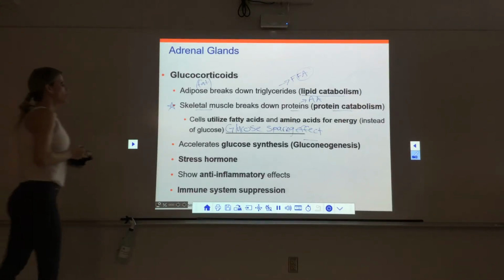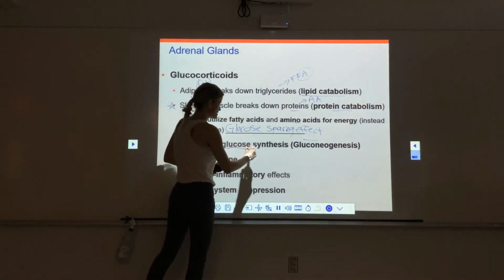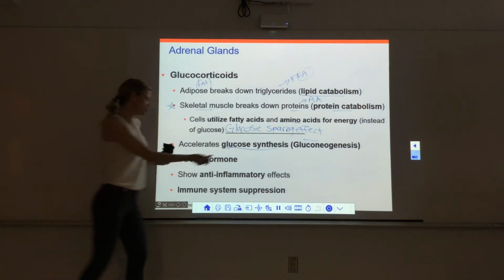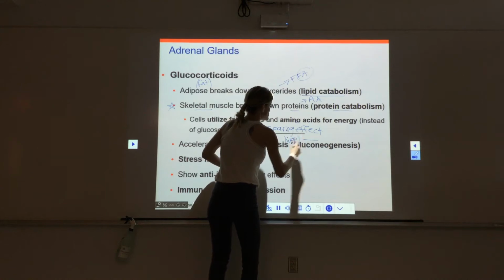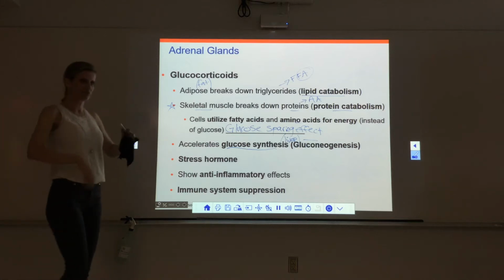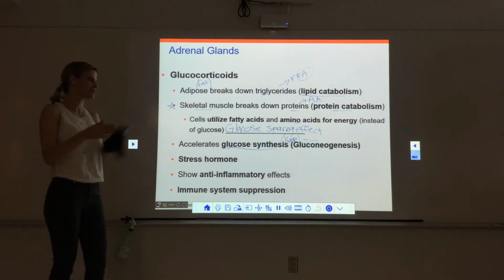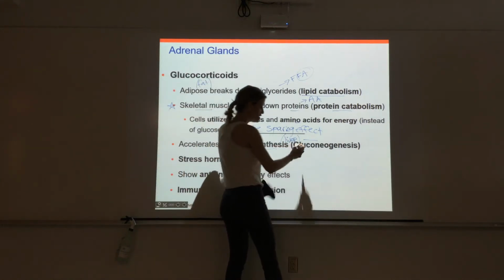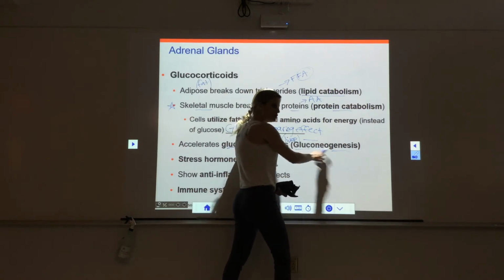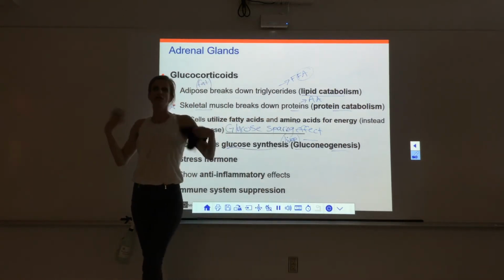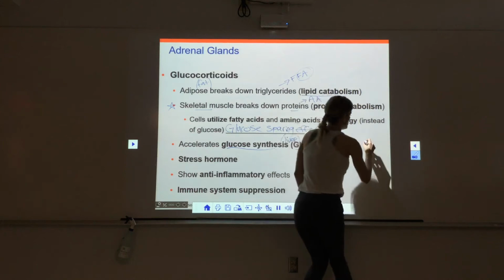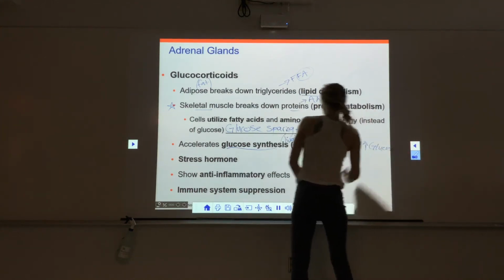It also accelerates glucose synthesis, and this is making completely new glucose molecules. We do this in the liver. In the liver we can take different molecules from different components, like different amino acids, and reconfigure all of this and make completely new glucose molecules. So gluconeogenesis: gluco is glucose, neo is new, genesis is to create something. So creating new glucose is gluconeogenesis. We accelerate glucose synthesis to increase the amount of glucose that we have.